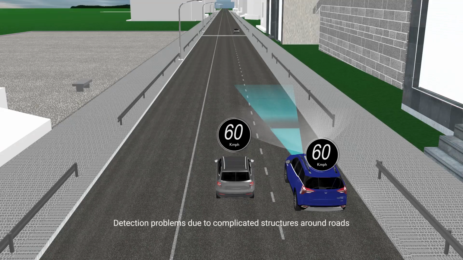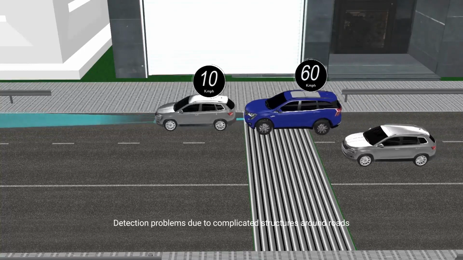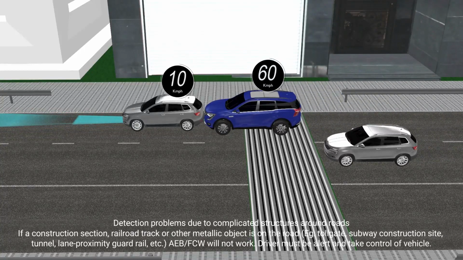Detection problems due to complicated structures around roads. If a construction section, railroad track, or other metallic object is on the road, AEB or FCW will not work. Driver must be alert and take control of the vehicle.